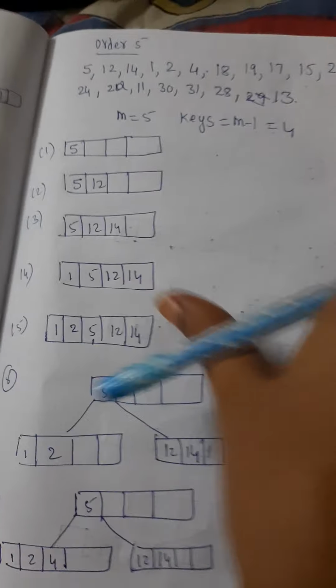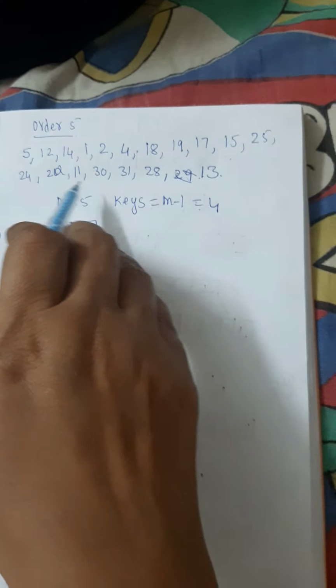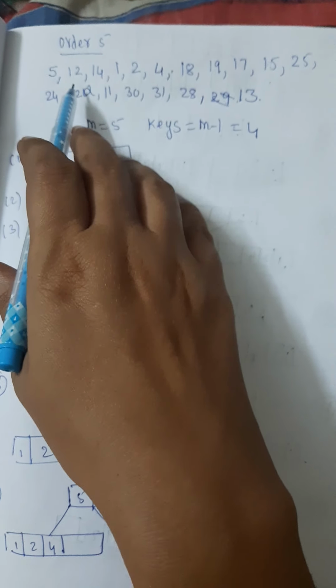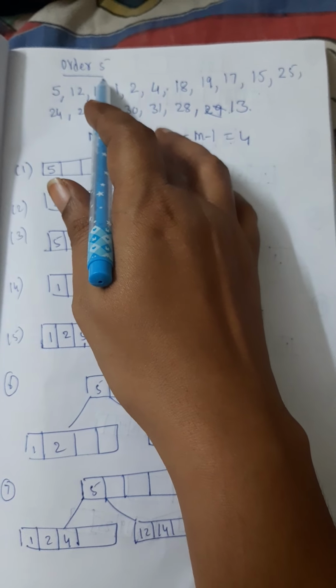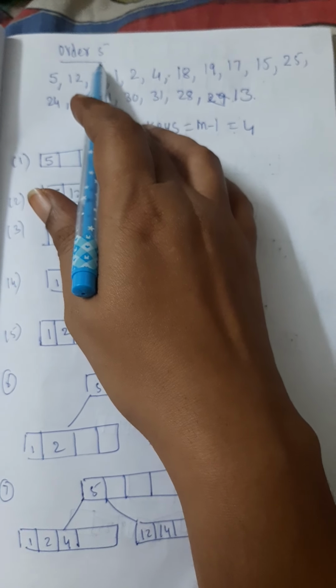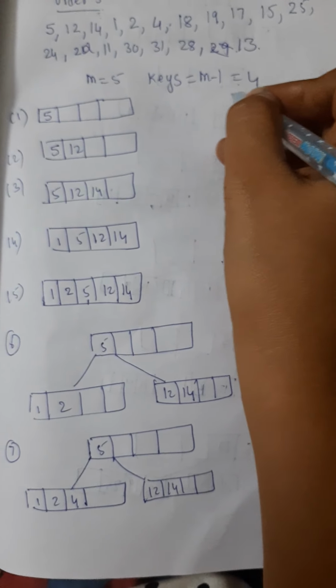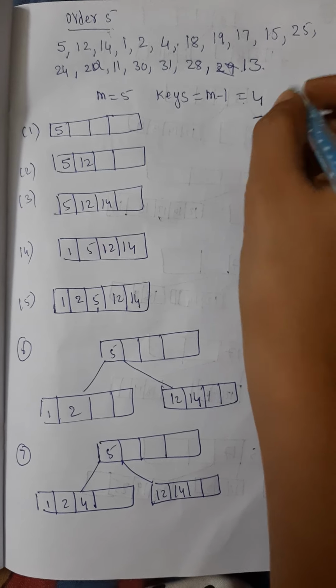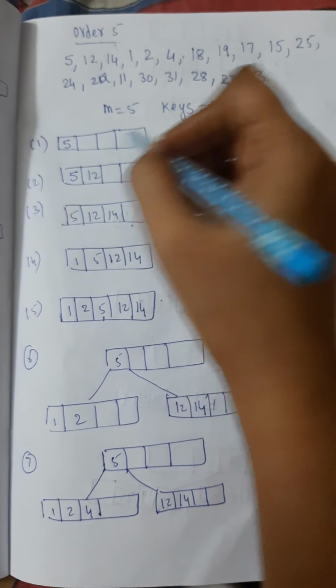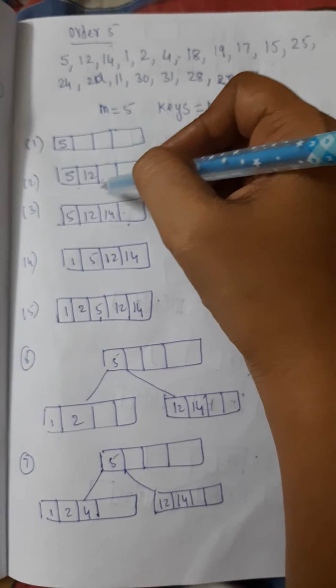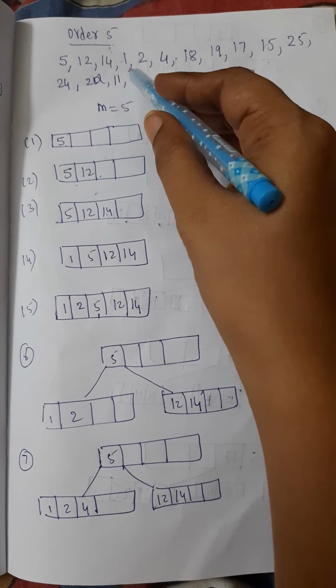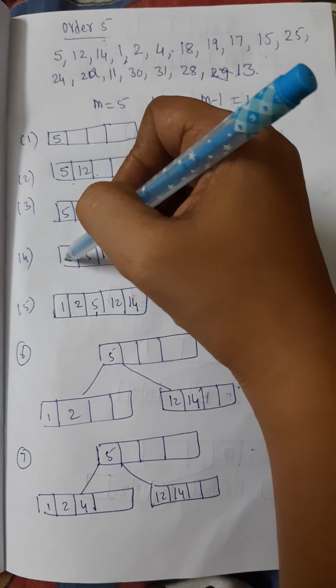Now we'll take one more example. All these are the values we have, and we will take order equal to 5. If order equal to 5, how many elements can you accommodate? We can accommodate 4 elements. So first 5, next 12, 12 is greater than 5, next 14, next 1. So 1 is smaller, so 1 should come first.